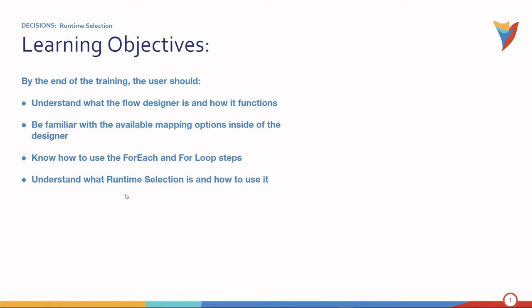The learning objectives for today are that by the end of the training, you should be able to understand what the flow designer is and how it functions, be familiar with the available mapping options inside of the designer, know how to use the for each and for loop steps, and understand what runtime selection is and how to use it.